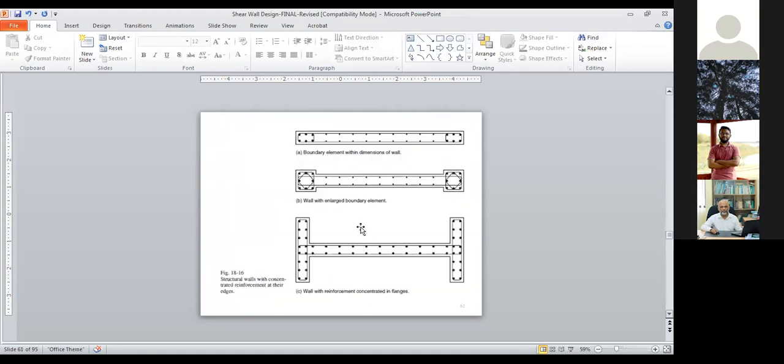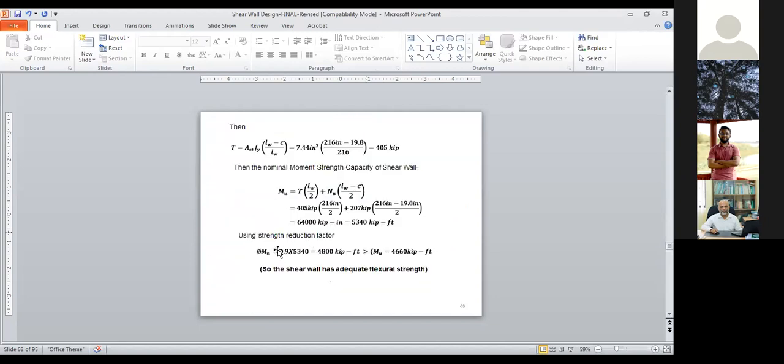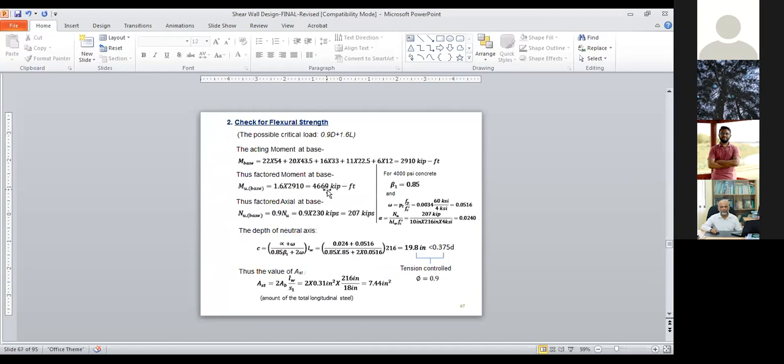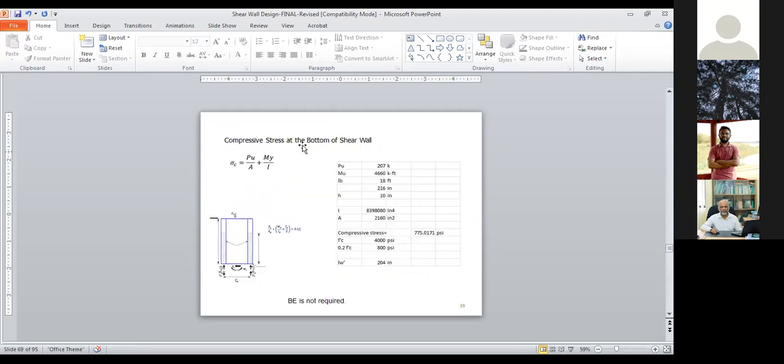So this moment is 5340 kip-feet, and if you use the factor 0.9, you will have 4800 kip-feet, but the required moment is 4660 kip-feet. You can see from here 4660 kip-feet. So the shear wall has adequate flexural strength. Of course we don't need boundary element. That also we need to check here.